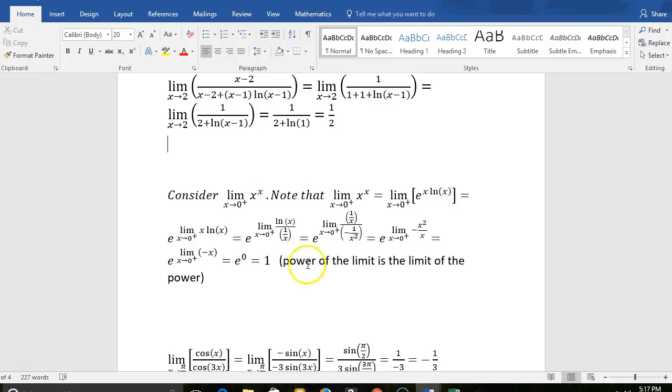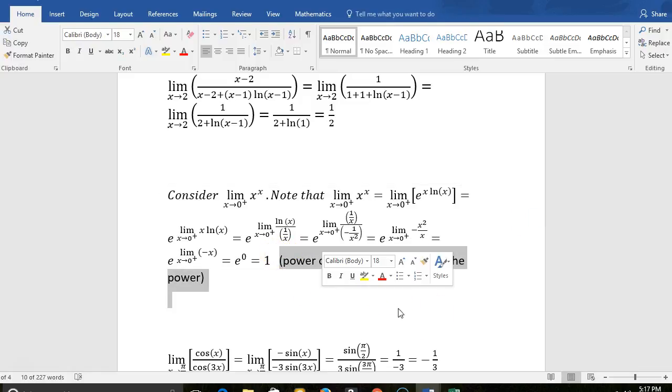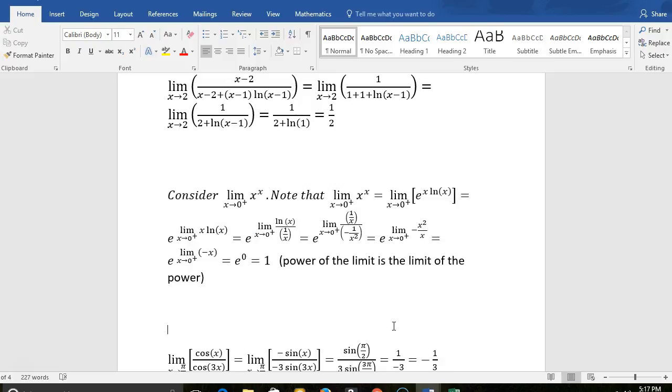And again, this little comment right here in purple, that was when I went from this step right here to this step right here, when I brought the limit upstairs in the exponent a long time ago. But anyway, there's that.